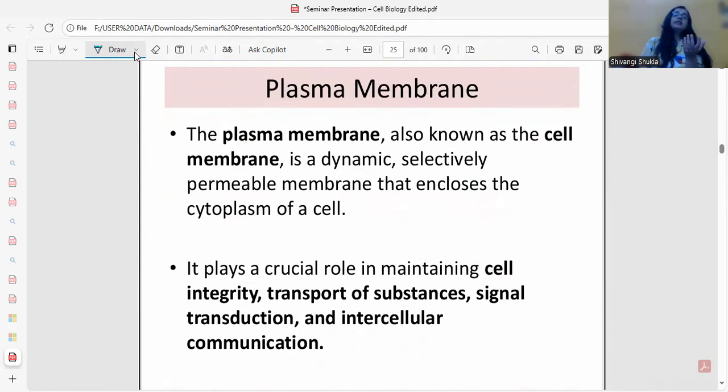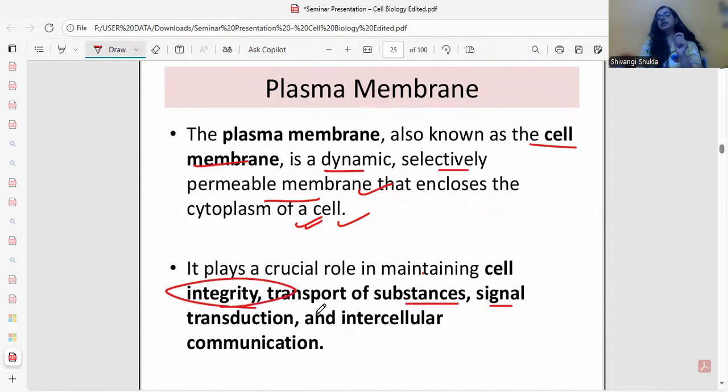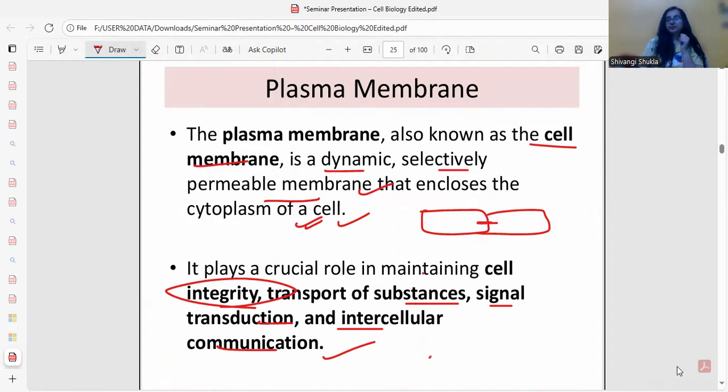Right. Starting with plasma membrane. Plasma membrane, also known as the cell membrane, is a dynamic, selectively permeable membrane that encloses the cytoplasm of a cell, and it plays a crucial role in maintaining cell integrity, transport of substances, signal transduction, intercellular communication, and so on. When I say intercellular communication, it would mean that the plasma membrane is connecting the two cells like this.